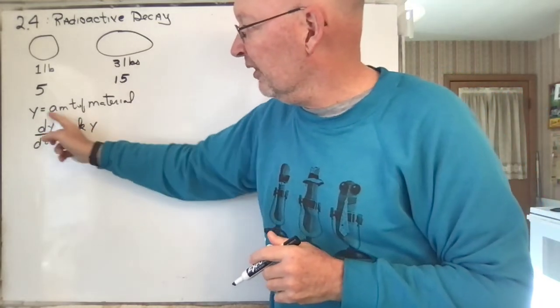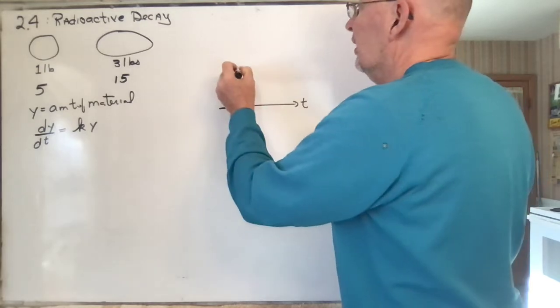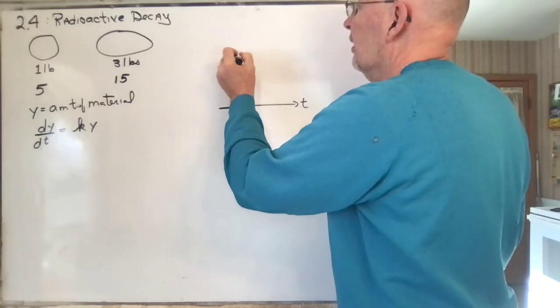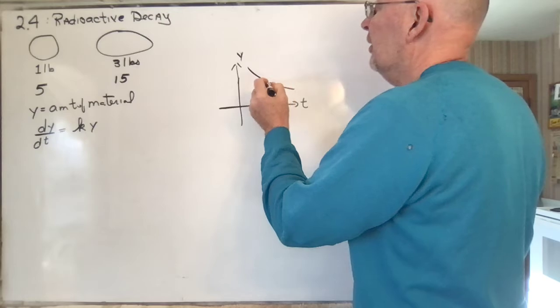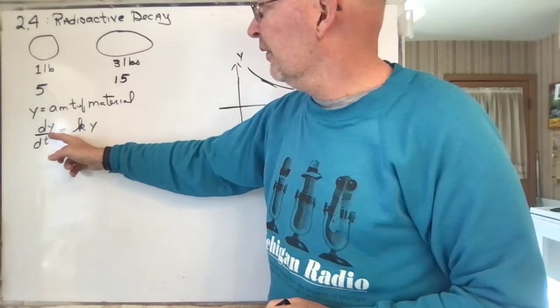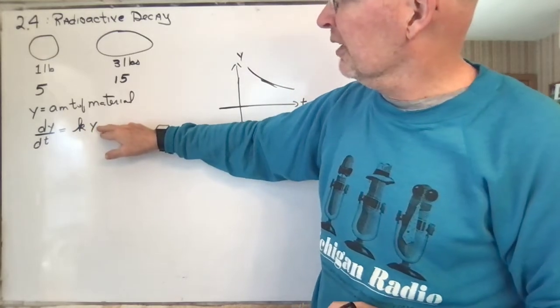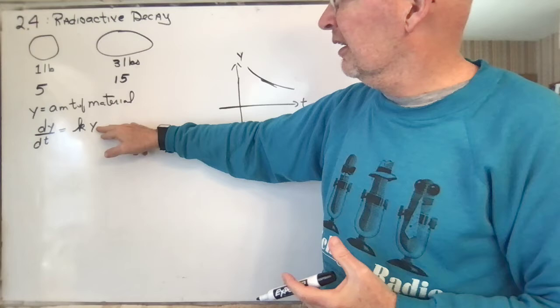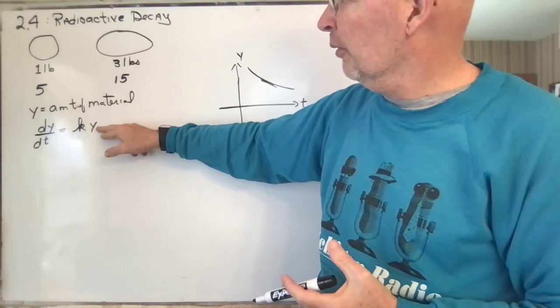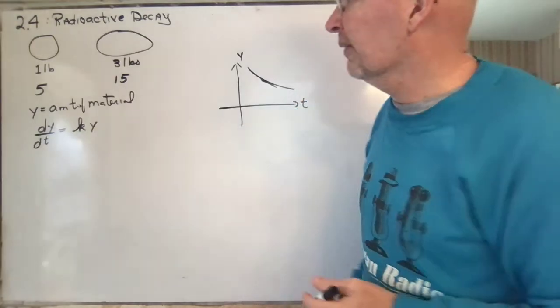That means if a function is decreasing, here's t, and here's y, the derivative is negative. And if the derivative is negative, that means one of these two things has to be negative. Well, y certainly isn't negative. That's the amount that's there. That can never be a negative number. That's always positive or zero. And so k has to be negative.